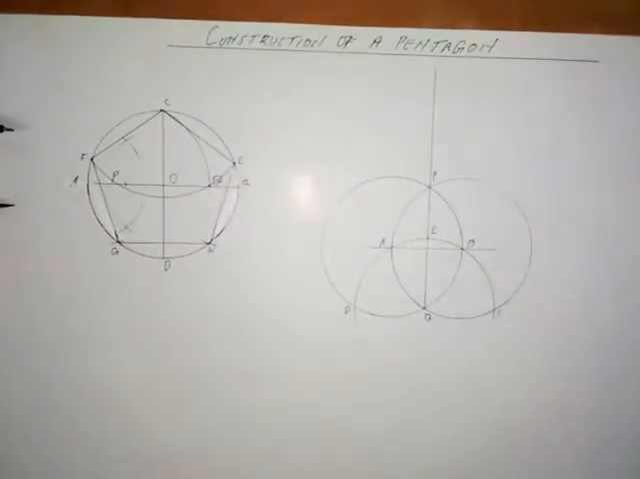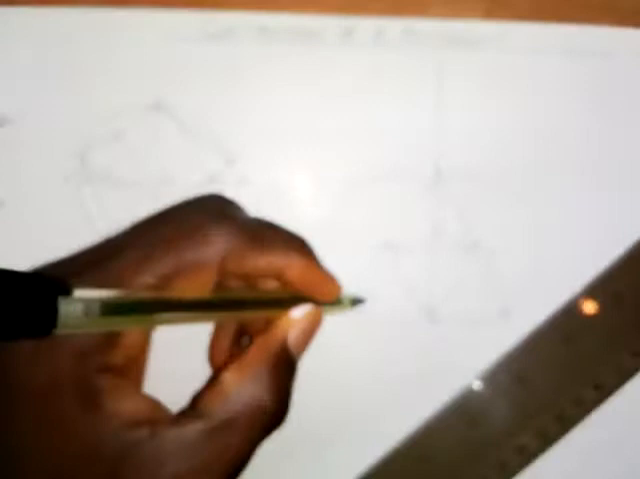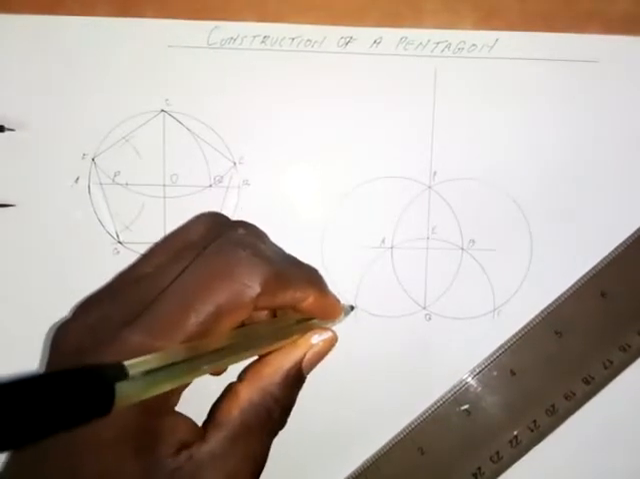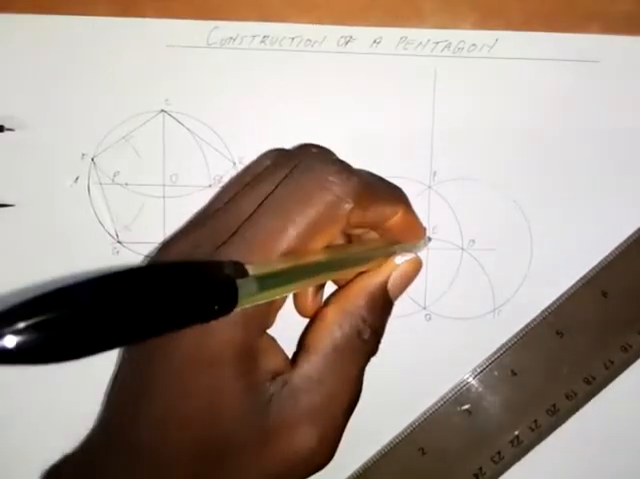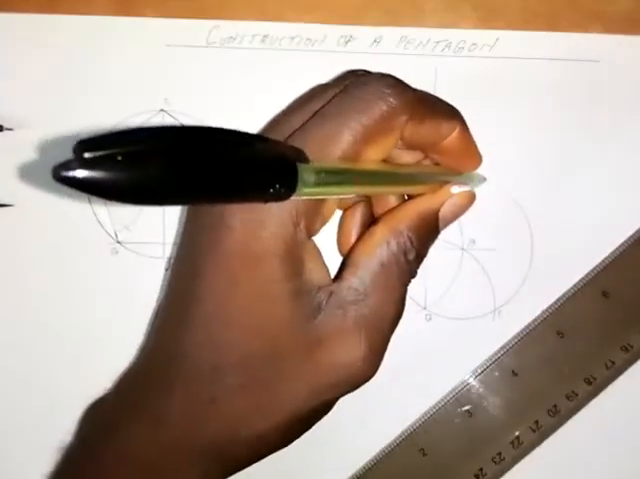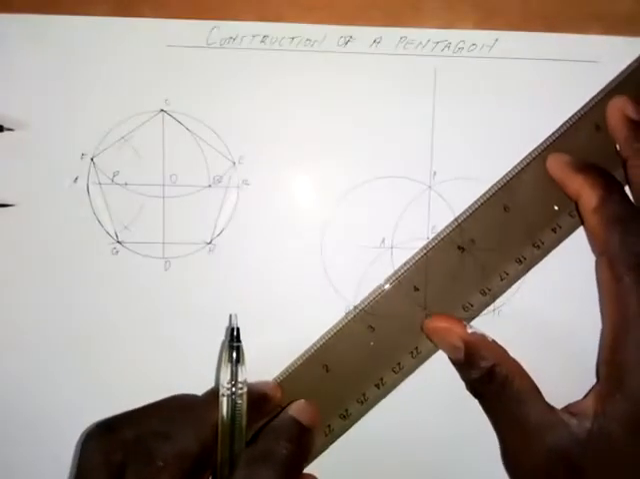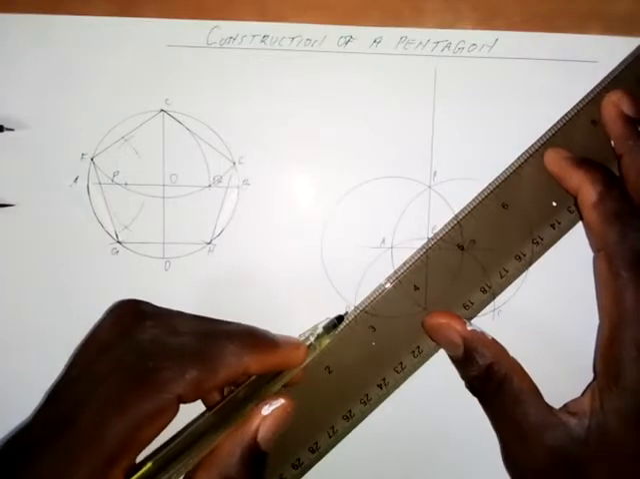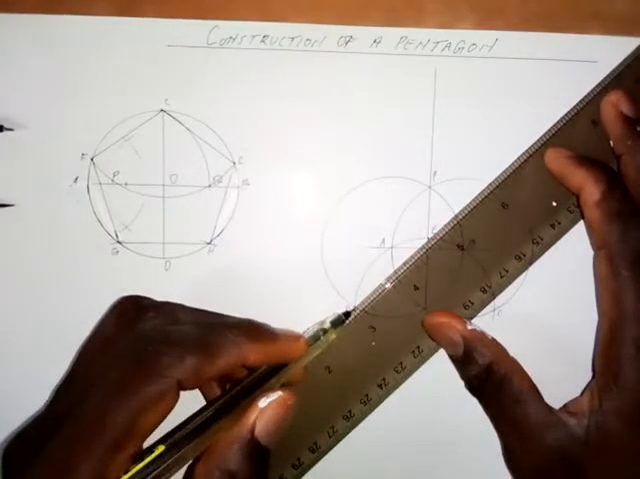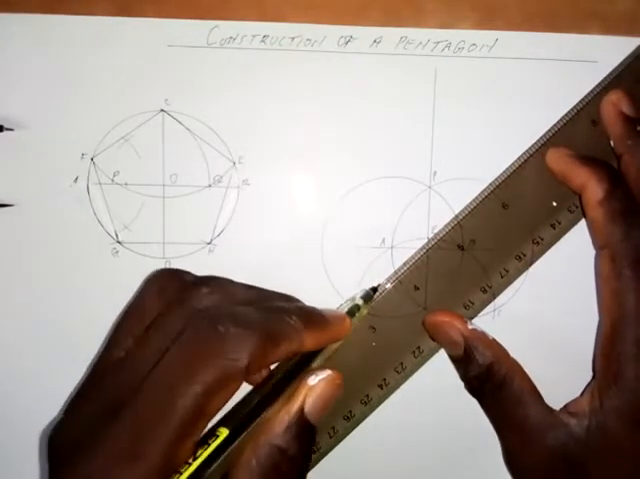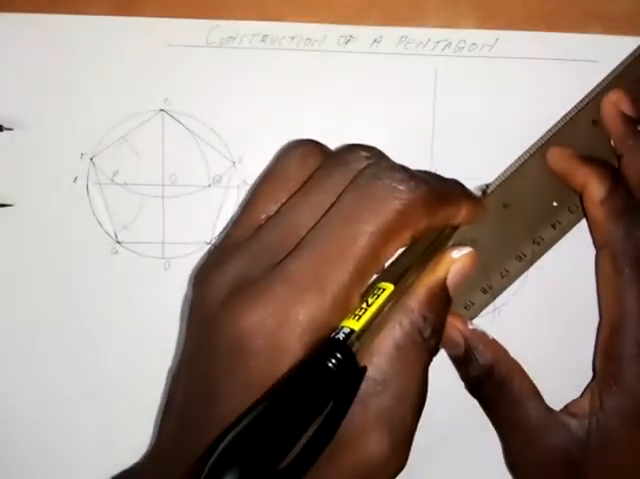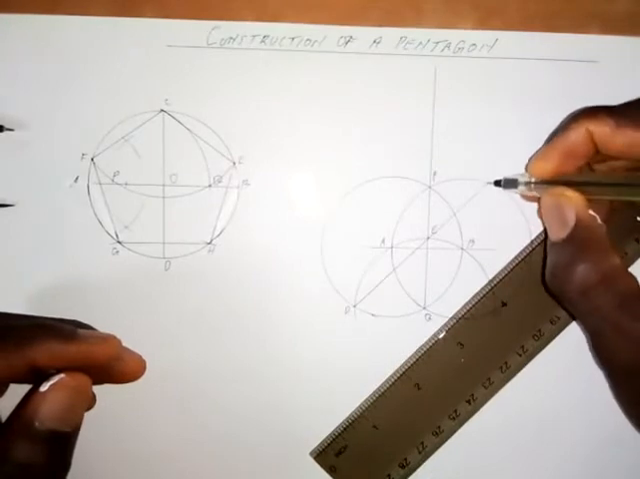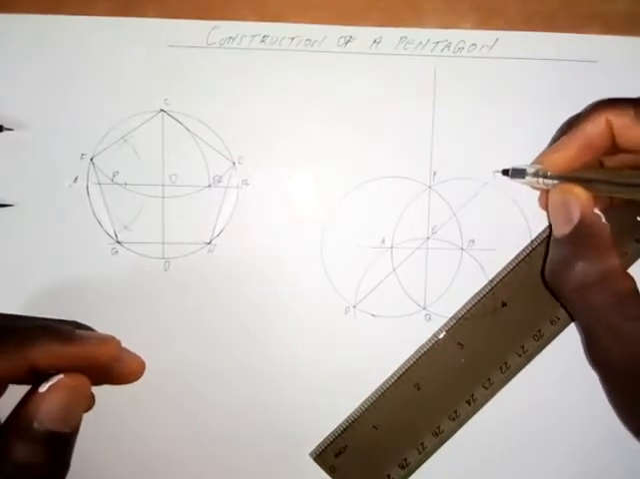Now take your ruler. We are going to draw a line from point D. It will pass through point E and meet this circle at a point here. What I'm saying is this: set your ruler like this, from point D, draw a line passing through E. The line meets this circle at this point. Let's call it point F.